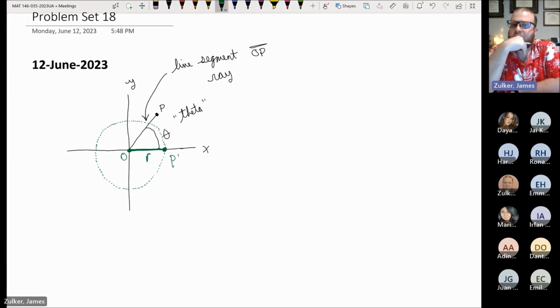We get a circle, right? So theta is also thought of as essentially the amount of rotation on a circle. Right, so it's essentially a measure between two radii.